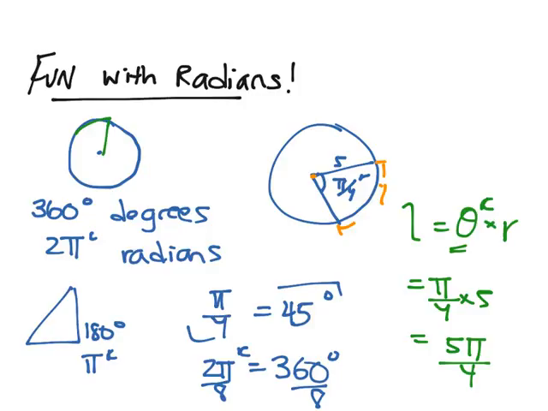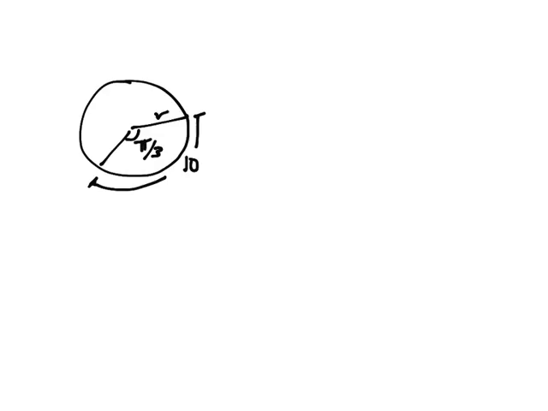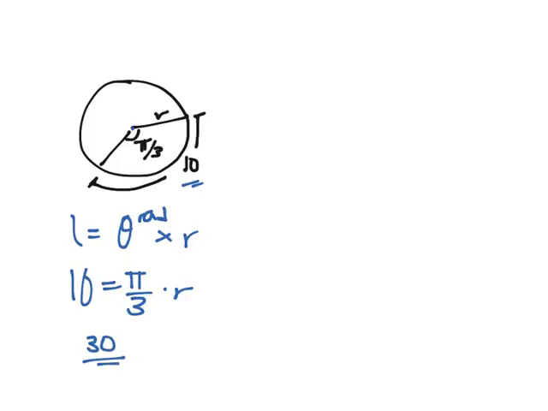Let's try another example. Here's our problem. Given that our arc length is length 10, and our angle is pi over 3, find the radius r. Let's use our formula. We know that arc length is equal to angle in radians times the radius. So that's 10 is equal to pi over 3 times r. And if we rearrange this, we get 30 over pi is equal to r. Just a little bit of algebra once we know radians.